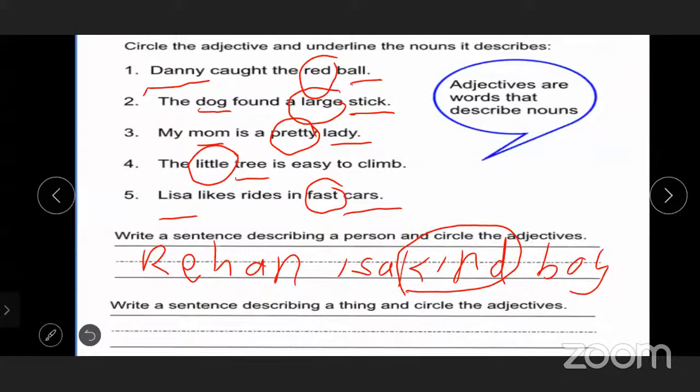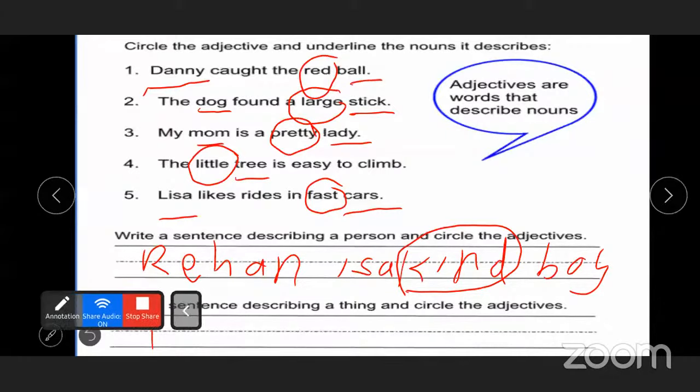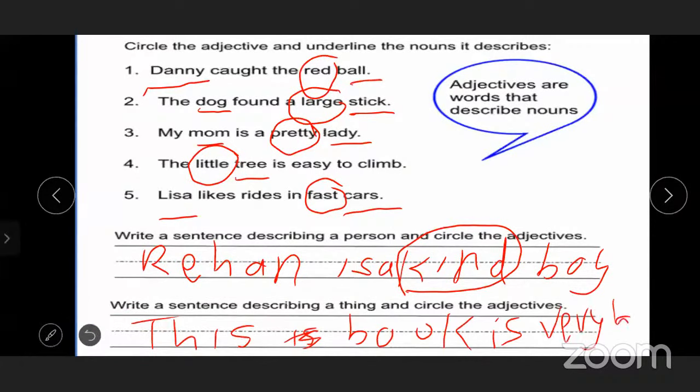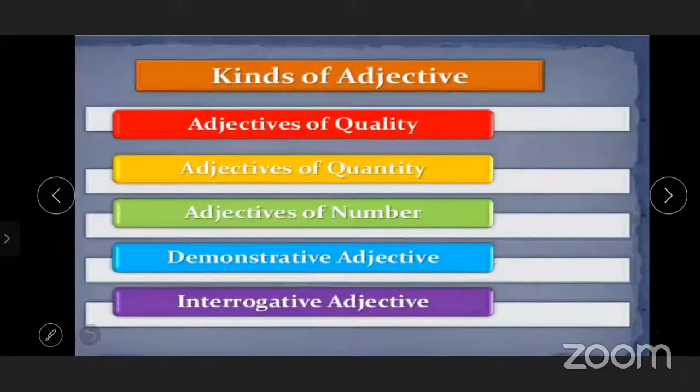Now tell me a sentence describing a thing. Tell me the sentence which describes a thing. This book is very large. Very good. So here, large is the adjective of book. Understood?